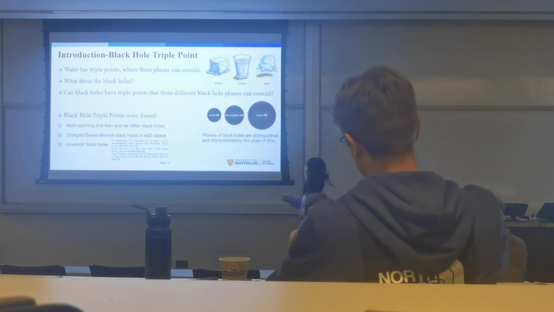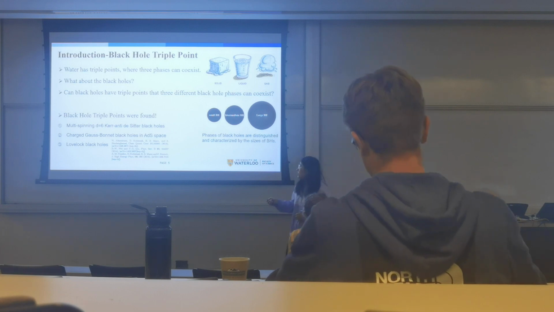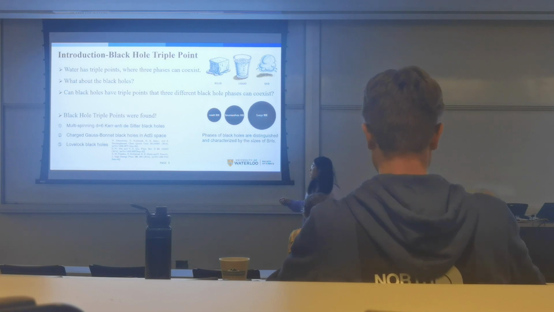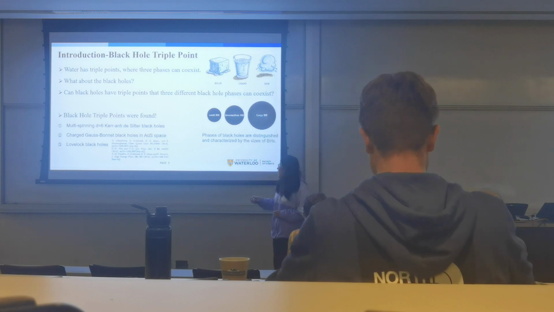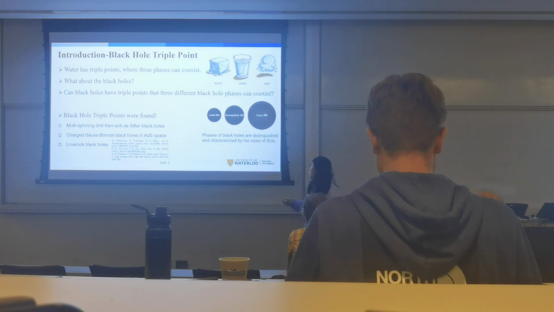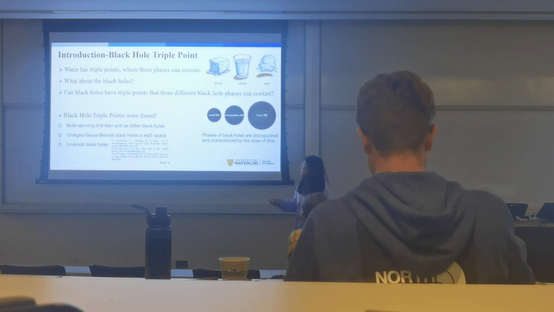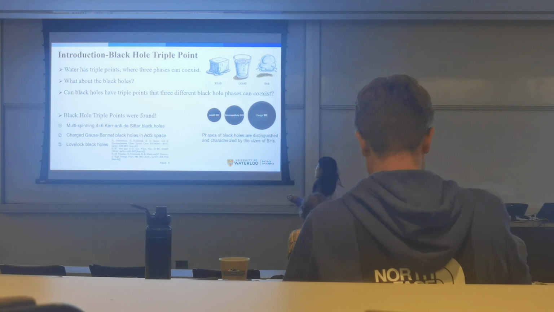Recent studies find that black holes can also have triple points. Black hole triple points were found in various types of black holes, including the multi-spinning AdS black holes, the charged Gauss-Bonnet black holes, and the Lovelock black holes. So in the context of black hole chemistry, the different phases of black holes are distinguished and characterized by the size of the black holes. So we have the small black hole phase, the intermediate black hole phase, and also the large black hole phase.